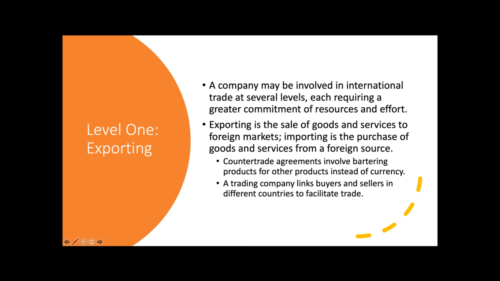Now, the opposite of exporting is obviously importing. If you're exporting, it's that country's import. If they're exporting, it's our import. So you just got to keep those 2 terms straight. But that's pretty straightforward, right? So there are other permutations of this. You see them below: counter trade agreements and trading companies facilitating these kinds of things. But really, what we're talking about is exporting.